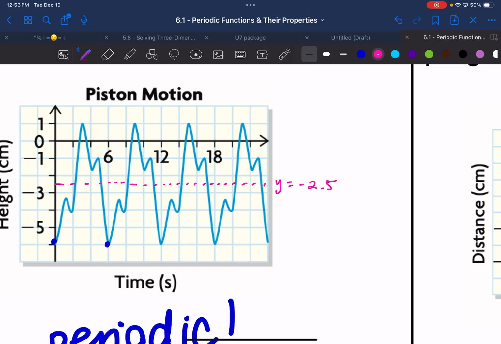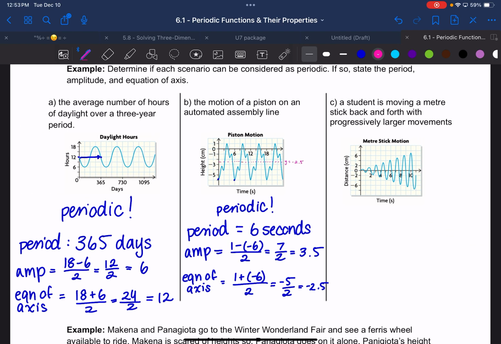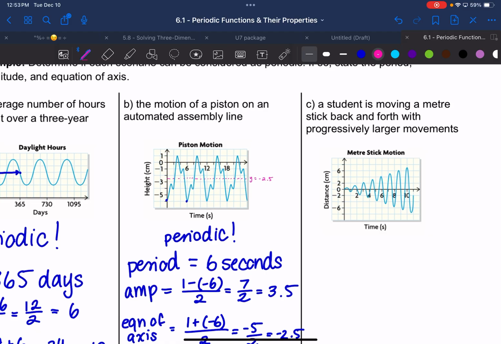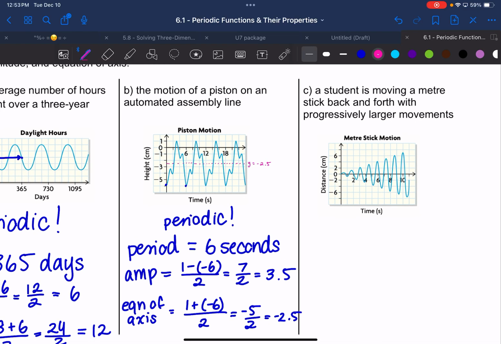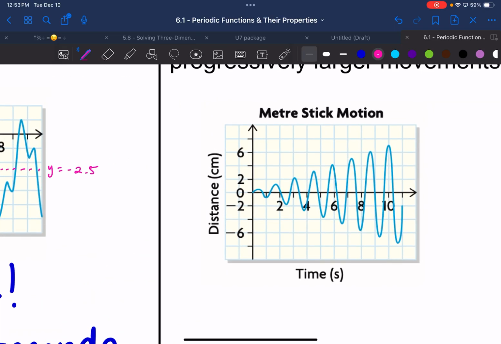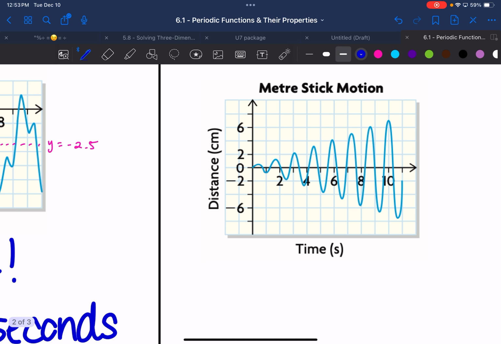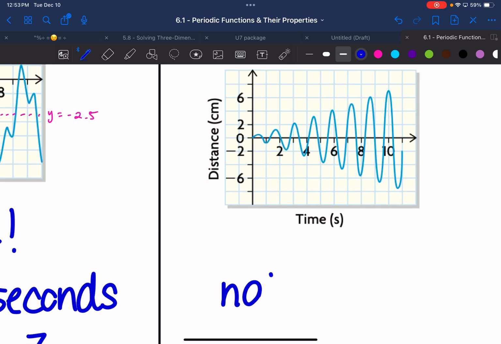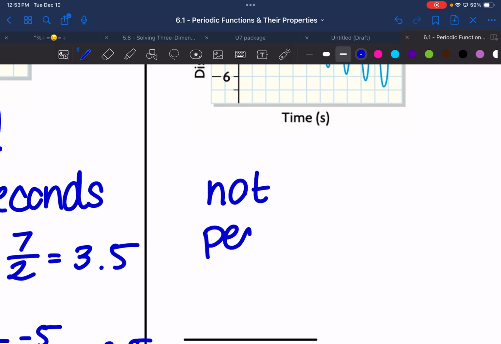That's the middle of the graph. That's what that means. And that's it. All right, and then the last one is a student moving a meter stick back and forth with progressively larger movements. So you can see it gets wider. Is that periodic? No, it's not a repetitive pattern. It's not increasing and decreasing by the same time. So this is not periodic. So we don't have to solve for anything here.